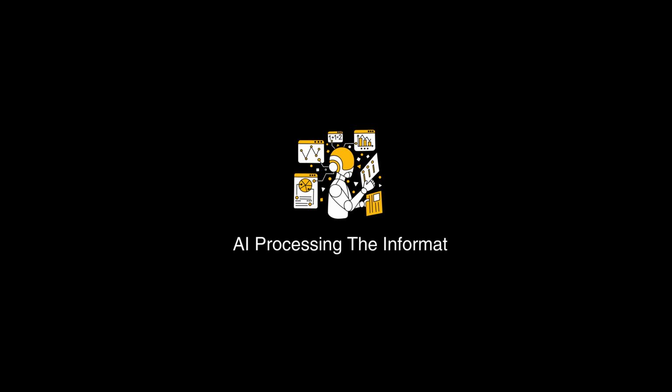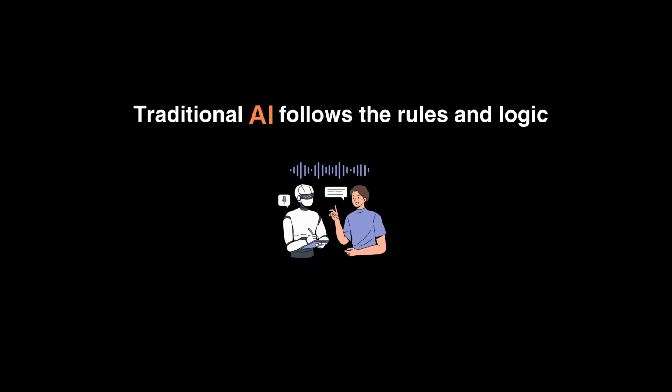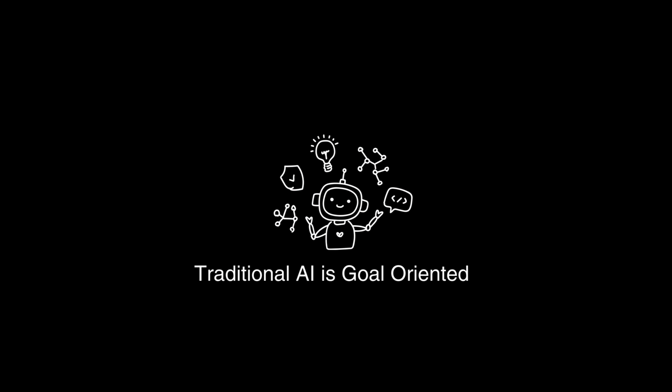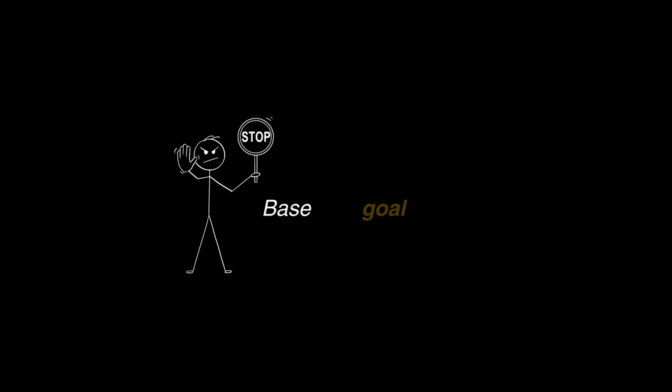We give the AI a set of instructions or data, and it processes that information to provide an answer or take action. These systems are highly efficient, but they don't really think or act independently. They follow the rules and logic we've programmed into them step by step. Traditional AI is goal oriented, but only based on the goal we set.